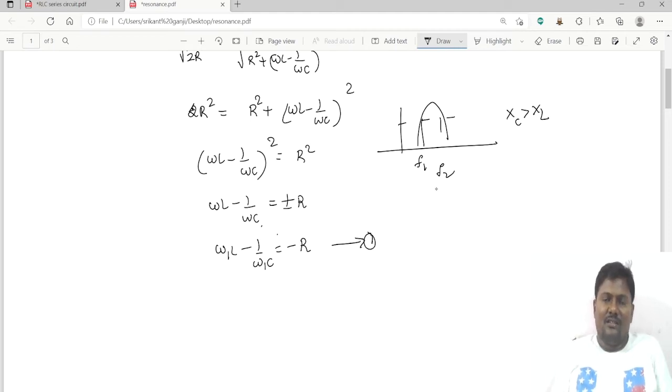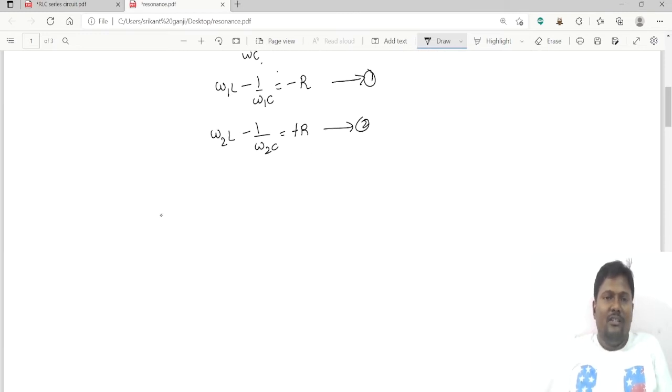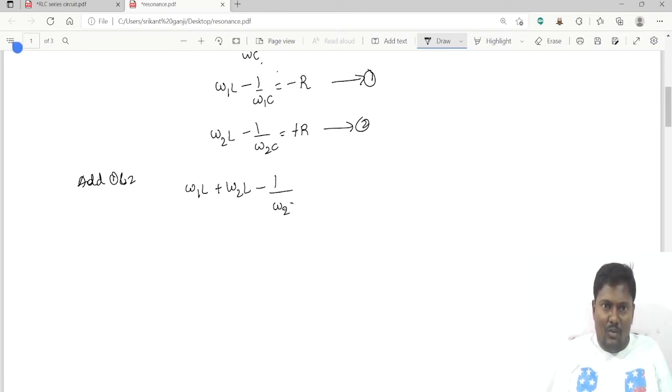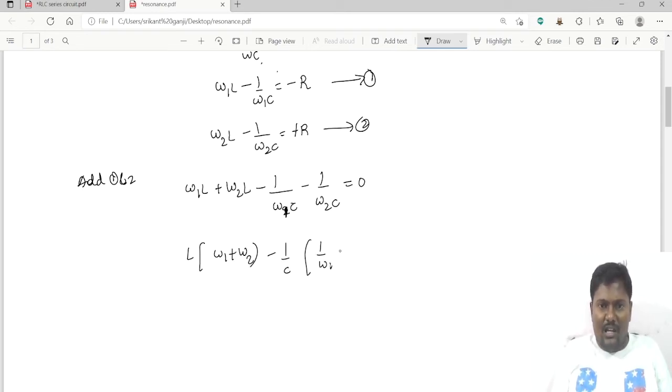This is the first equation. At F2, XL is greater than XC, then this term is positive. Omega 2 L minus 1 by omega 2 C is equal to plus R. And by adding these two, add 1 and 2, then omega 1 L plus omega 2 L minus 1 by omega 1 C minus 1 by omega 2 C is equal to 0. Take L common, omega 1 plus omega 2, minus 1 by C common, 1 by omega 1 plus 1 by omega 2 is equal to 0.